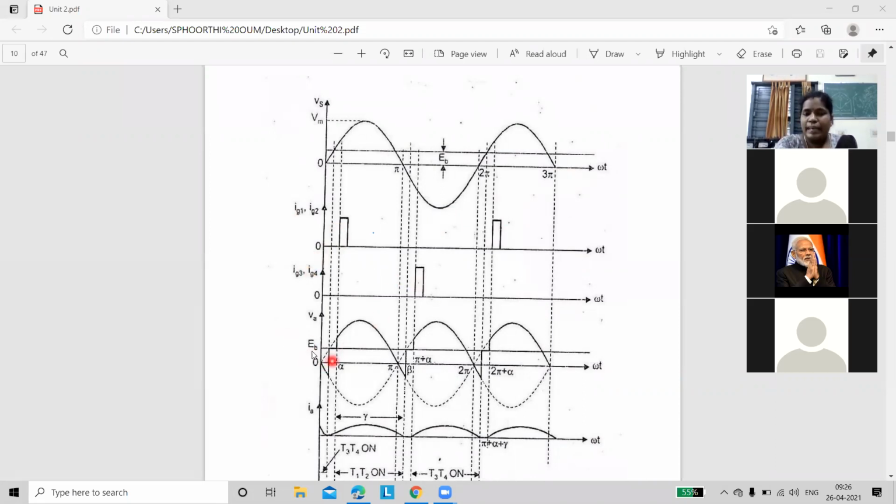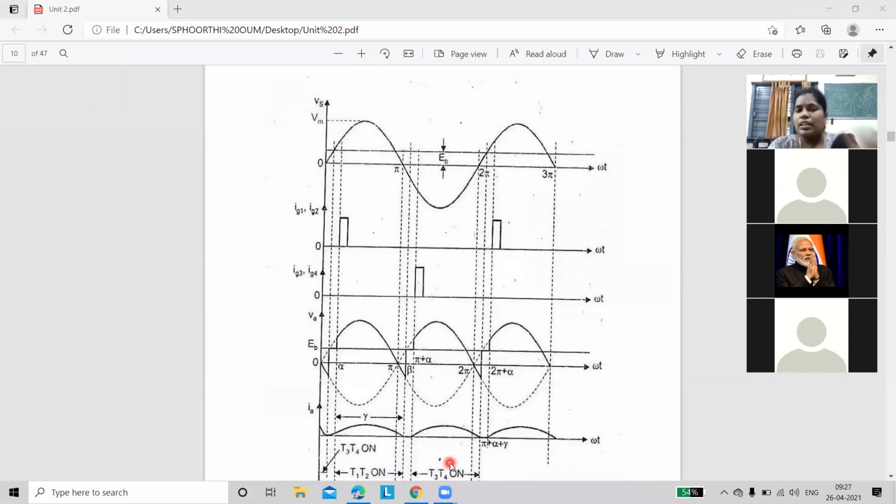Next one is the back EMF voltage, and corresponding to it, VA. VA is nothing but the output voltage. Just see the waveform, I will explain, no problem. So it is the output voltage expression. And the last one is IA. IA is nothing but I naught, that is the output current expression. Some parameters are also written here. T1 and T2 are on. Already we know that during the positive half cycle, thyristors T1 and T2 are in working condition, that is the on state. And during the negative half cycle, thyristors T3 and T4 are in working condition.